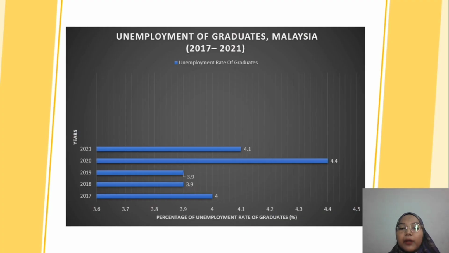Analysis of data for unemployment among graduates in 2017 was 4%, decreasing in 2018 to 3.9%, and only left off in 2019, but in 2020, the unemployment rate increased again, to 4.4% due to the global issue of COVID-19. It decreased in 2021 to only a 4.1% unemployment rate.